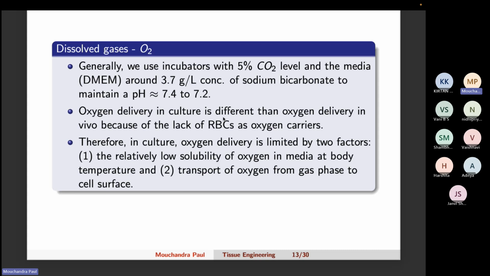So delivery of oxygen to the cells is limited by two factors. First, the solubility of oxygen in media, and second, how it is transported from the gas phase to the culture media. These two factors dictate how much oxygen is available to the cells that you are growing. In general, oxygen doesn't have much solubility in aqueous solvents like media, which is why in our blood also we need carriers, hemoglobin, because oxygen solubility is very low. Similarly in media, the solubility of oxygen is very low.